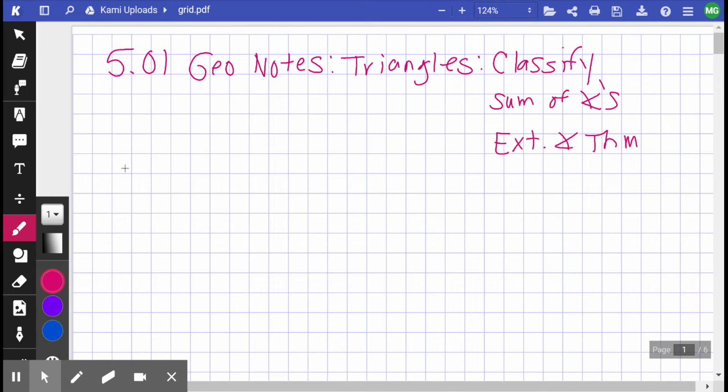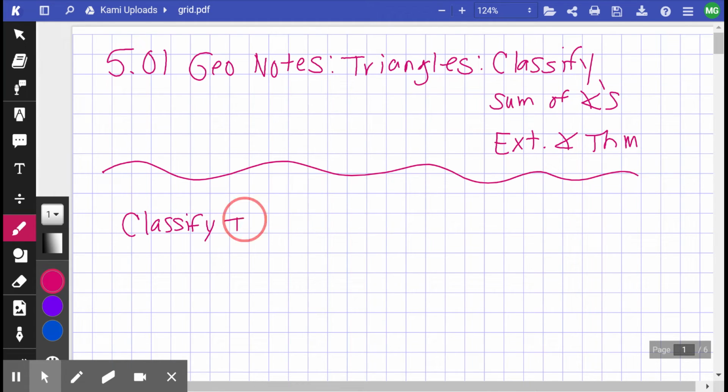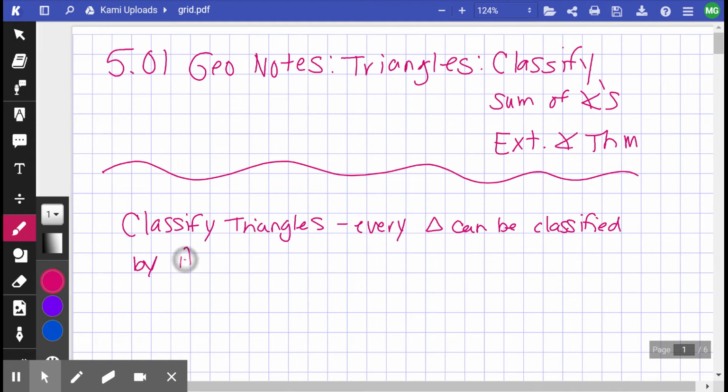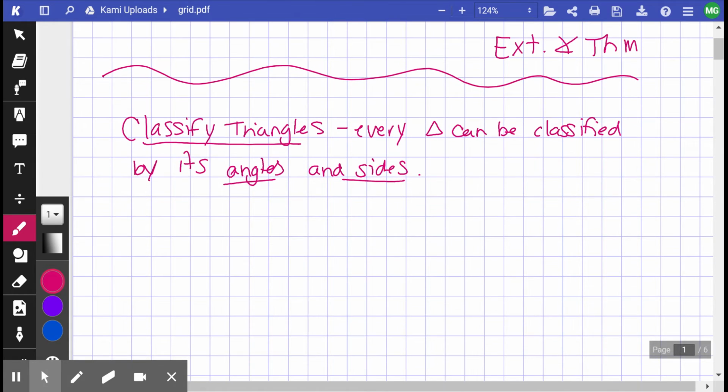So first of all, let's talk about how to classify a triangle. To classify it, you can do that by its sides and its angles. So every triangle can be classified by its angles and its sides. So let's first talk about how to classify them by its sides.